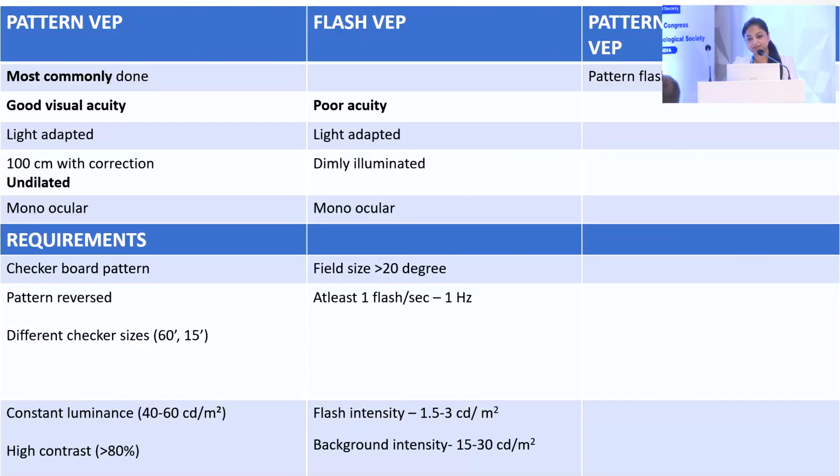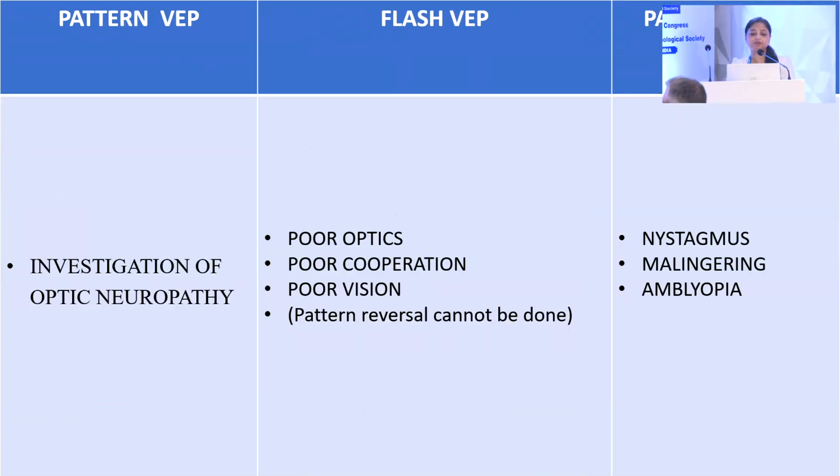The patient is light adapted, but the room is dimly illuminated. This is also performed monocularly, the other eye is patched. The field size is more than 20 degrees in flash VEP, at least one flash per second, that is 1 hertz. The flash intensity is 1.5 to 3 candela per meter square, and background intensity is 15 to 30 candela per meter square. I'll be talking about pattern onset and offset later on. Pattern VEP is used for optic neuropathy, flash VEP for poor optics, poor cooperation, and poor vision, and pattern onset and offset is used for nystagmus, malingering, and amblyopia.